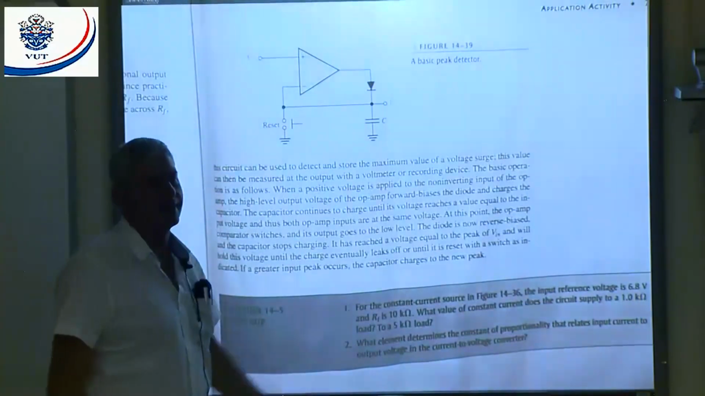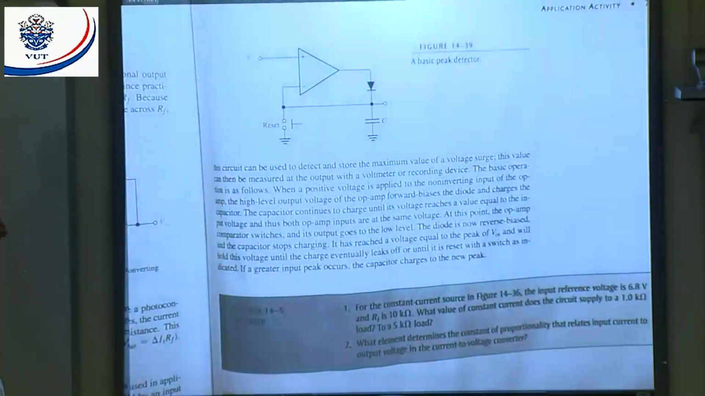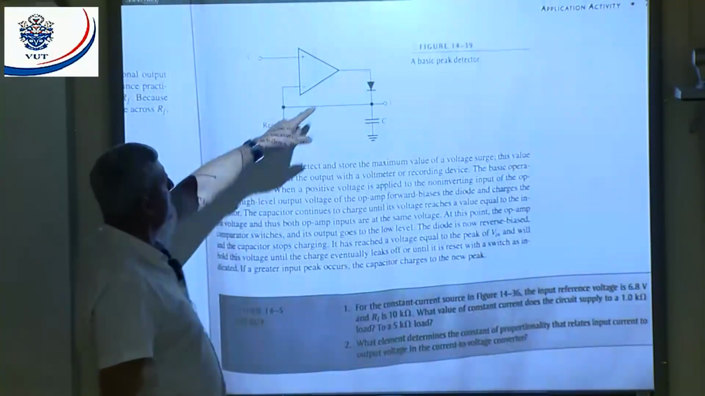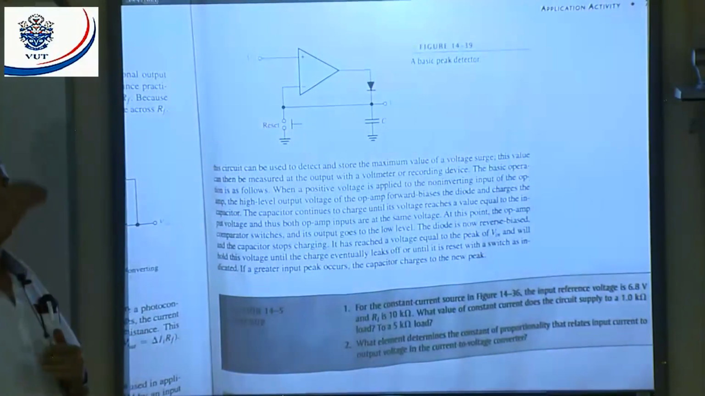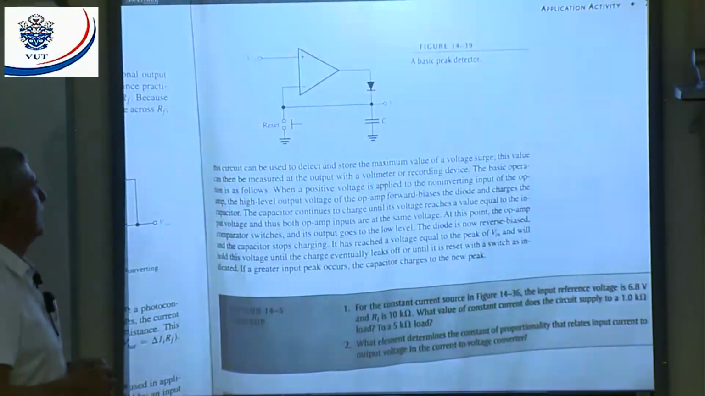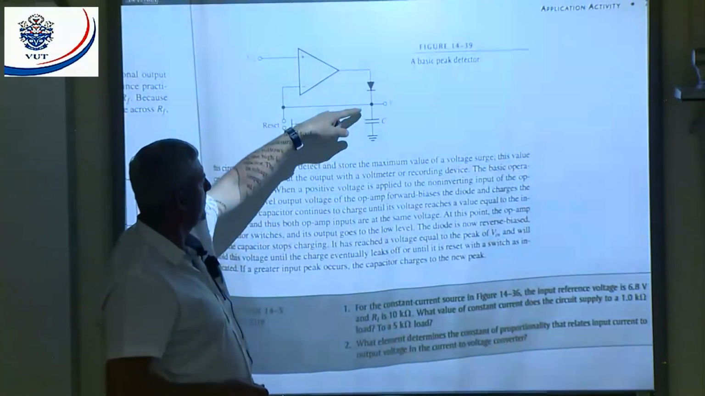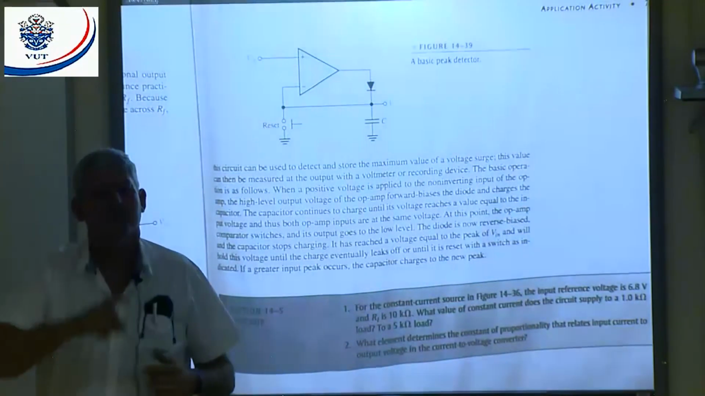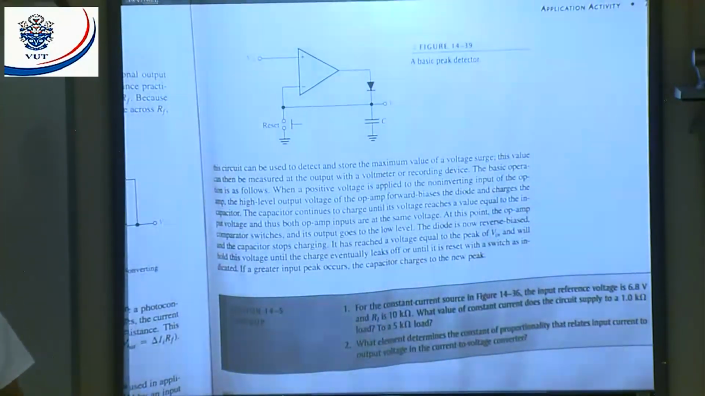What must I apply? I must apply positive, so the output goes positive. All right, because when it goes positive, the diode is going to be forward biased. And then if there's a high peak that occurs, what will happen? It will go through the forward biased diode and charge the capacitor positive, negative, and that charge will stay on the capacitor, all right? You with me? That is the non-inverting input we use. That means the input must be positive.